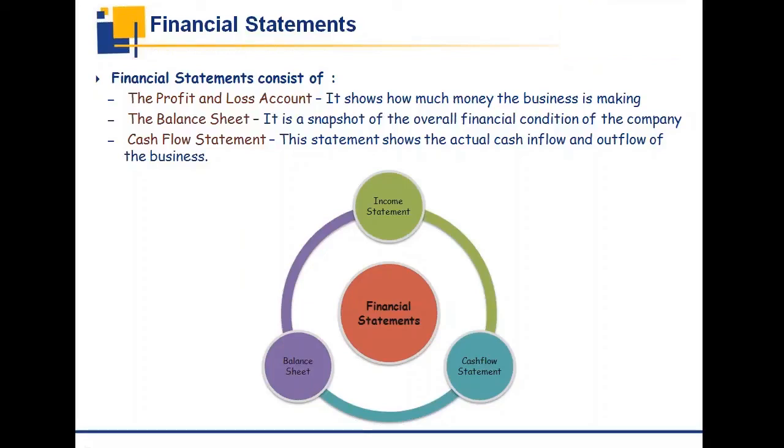On the other hand, the balance sheet is a snapshot of the overall financial standing of the company. The balance sheet is always prepared as on a particular date. So the heading of the balance sheet would always be balance sheet of such company as on 31st March 2014. It's not a periodic balance sheet. It is a snapshot of the financial condition, which is a statement of assets and liabilities as on a particular date. So the balance sheet of 31st March 2014 may be different from the balance sheet of 31st December 2014.